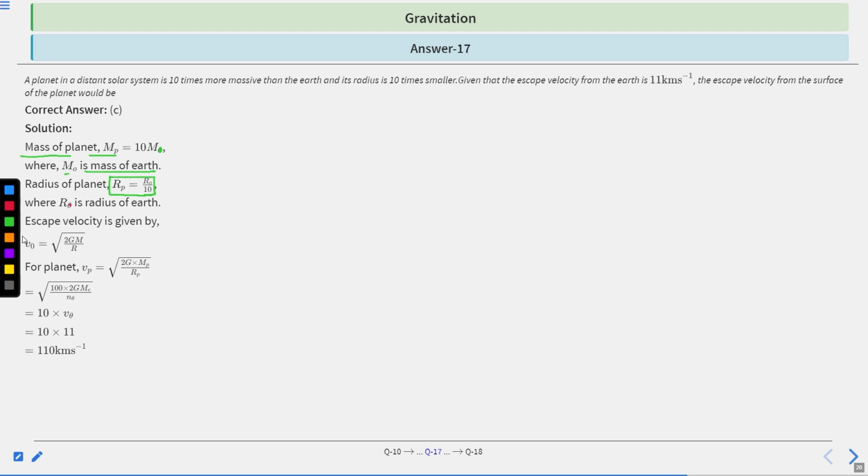Escape velocity is given by the formula v naught equal to the square root of 2GM divided by R. So for the planet, v_P equals the square root of 2G multiplied by M_P divided by R_P. Solving this, you will get the square root of 100 multiplied by 2G M_E divided by R_E. Solving this, you will get 110 kilometers per second.